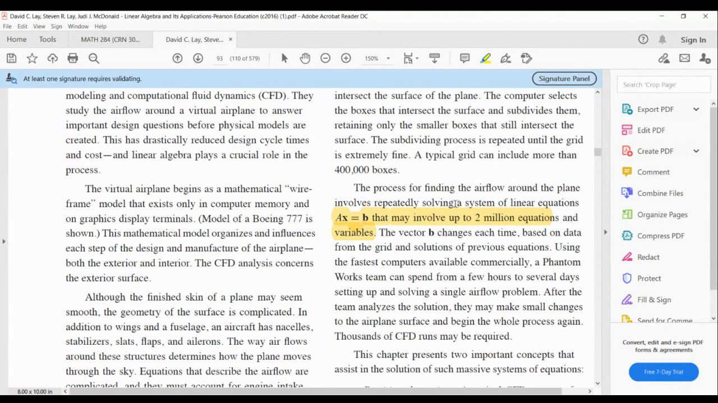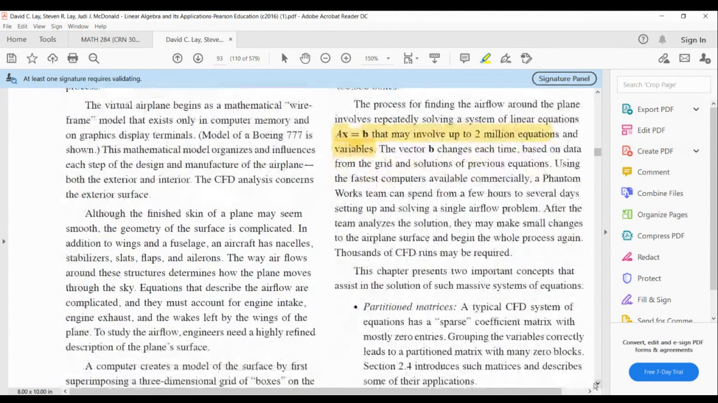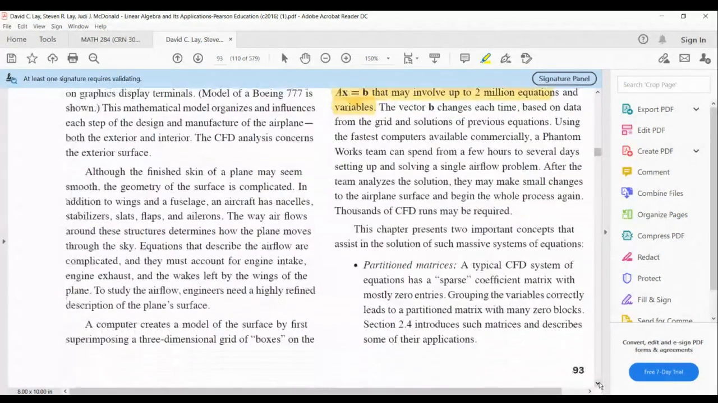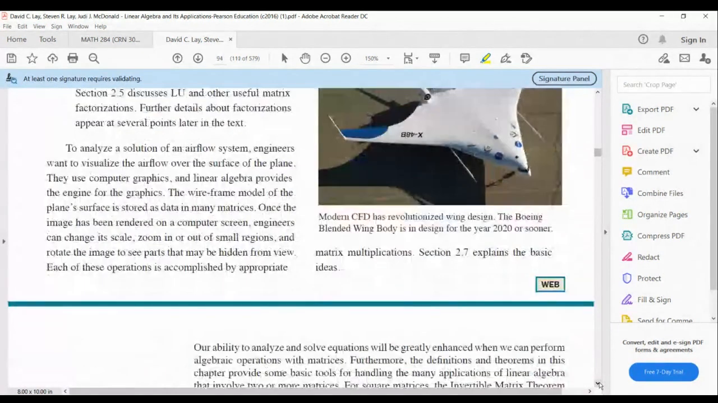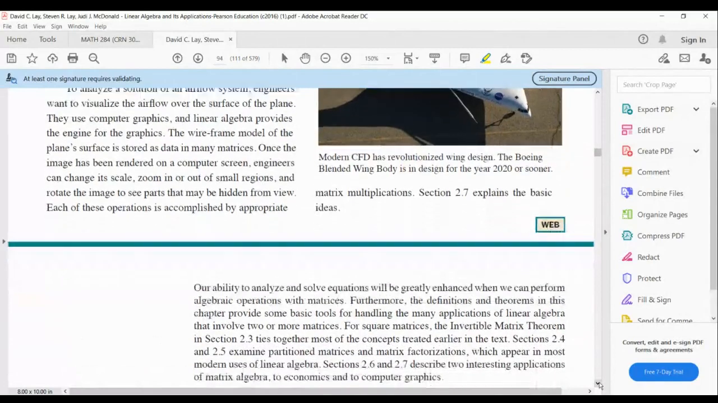Because systems of equations can be massive, and I don't even know if MATLAB could handle that. I haven't tried it, but you would definitely need some kind of computer software. And that's one reason you're getting acquainted with computer software. You might want to read that introduction if it interests you.